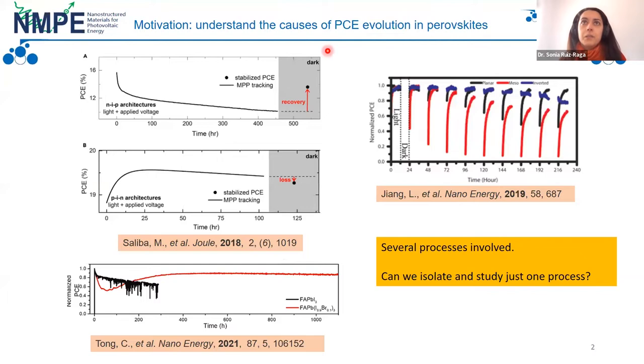performance evolution. In some cases we have an initial burn-in and then it can recover, or the performance increases over time. This has been reported by several papers. And it's very likely that all these effects are originated by several different processes. So the idea is whether we can isolate just one process and study it in detail.